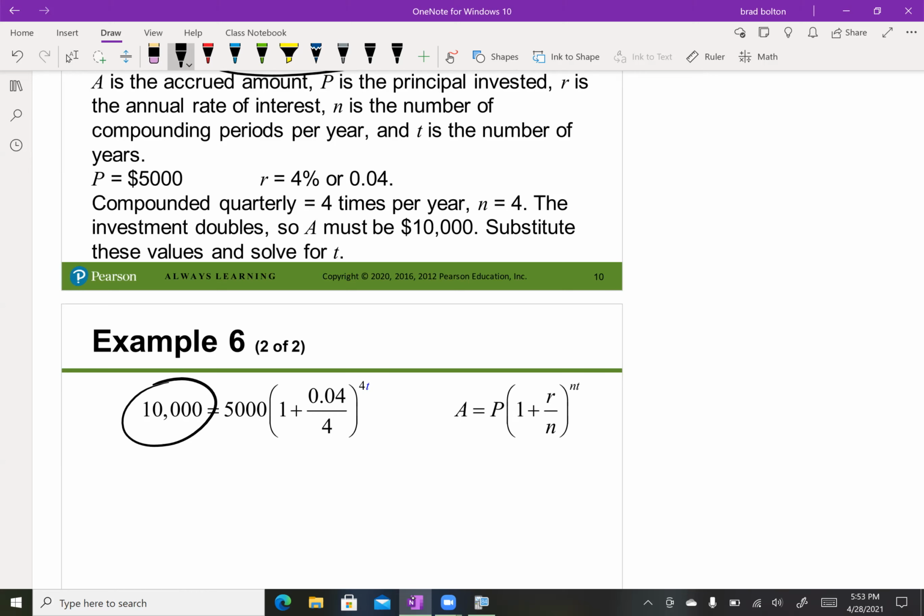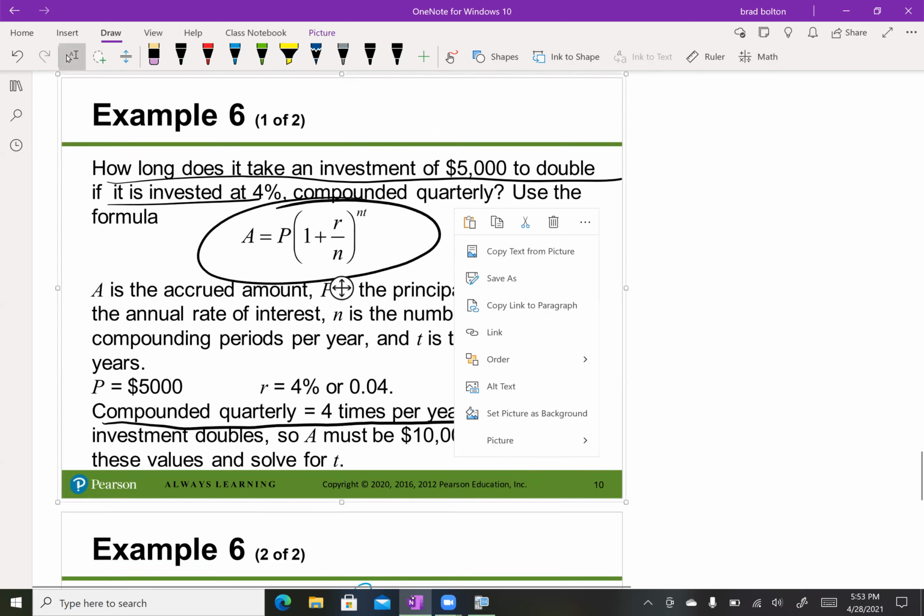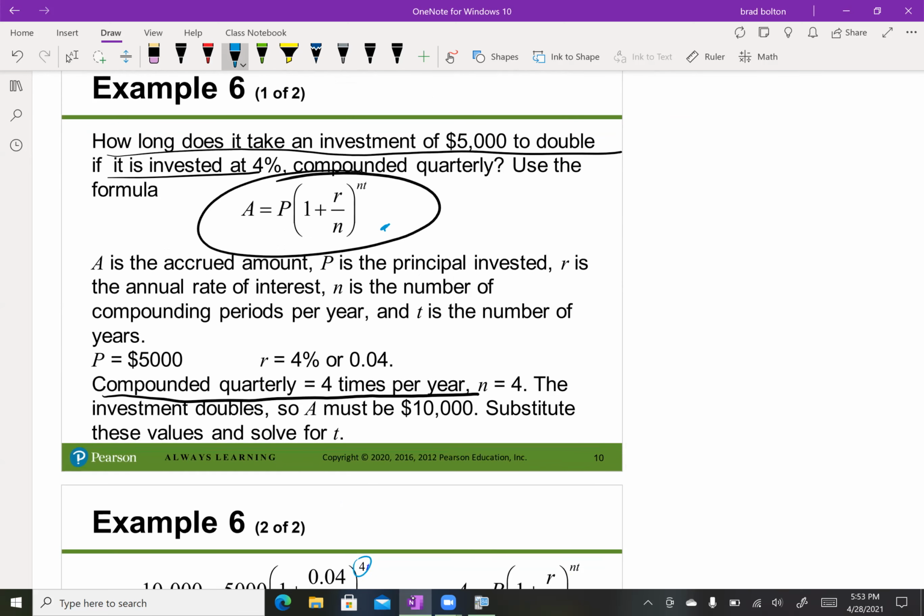They're already doubling it. Now, something you'll notice, they plugged in the rate of 0.04, and then they have 4 times t because it's compounded quarterly. So we see right here, compounded quarterly means 4 times per year. Okay, so that's where this 4 is coming from right here. This 4 and this 4 are from the number of compounds. That's our n, and that's our n. That's the number of times compounded per year.